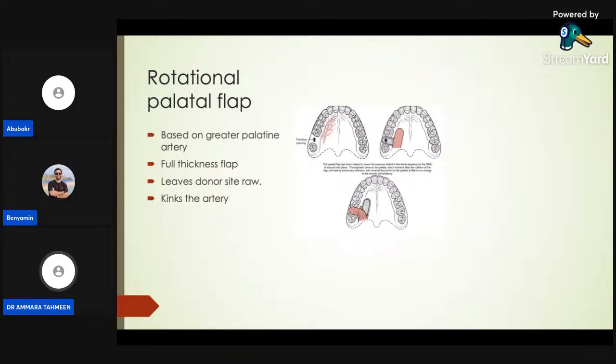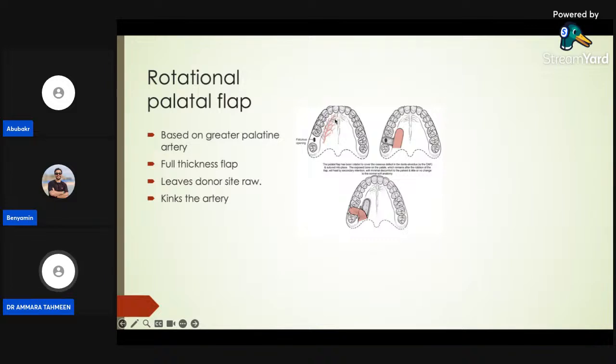So, coming to the next flap, it is the rotational palatal flap. After the Rehrmann flap, this is the most commonly used technique for the closure of oroantral defects, and it is most preferable in the premolar region, because in the posterior region, due to the rotation of the flap, it might cause kinking or bending of the artery, which may lead to the cessation of blood flow to the flap, which might cause necrosis of the flap, ultimately leading to the failure of the treatment of the oral communication. As you can see, this flap is based on the greater palatine artery.